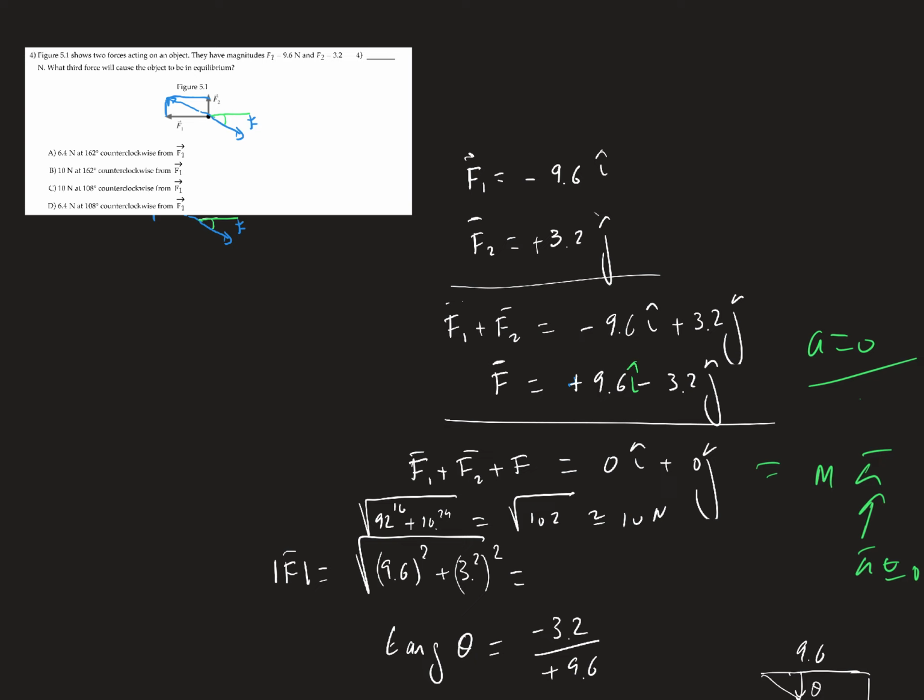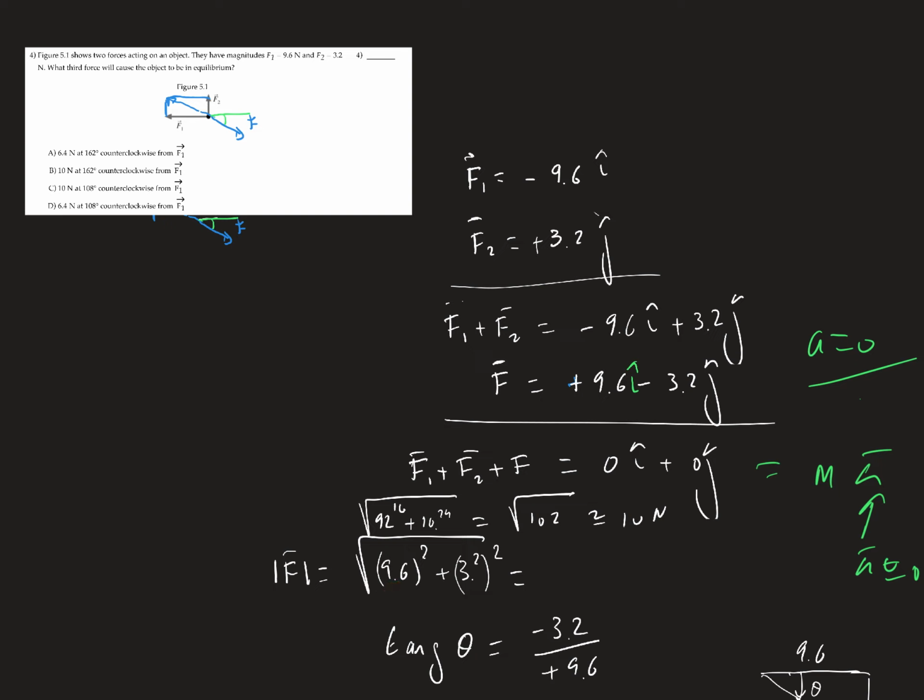So this force has a magnitude, and the problem is asking about the magnitude. What is the magnitude of this force? Well, 9.6 squared plus 3.2 squared.